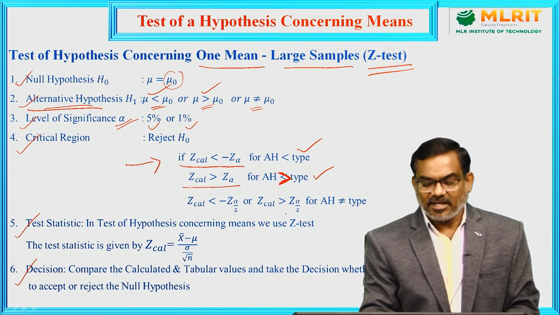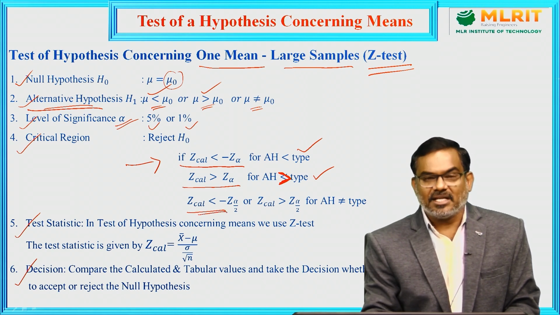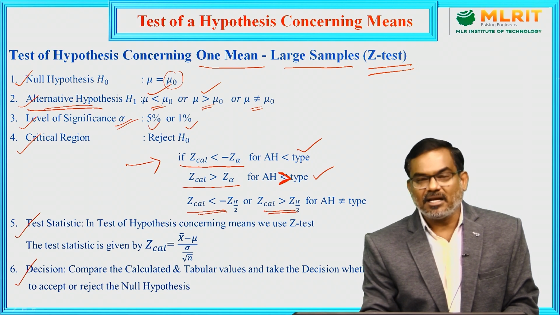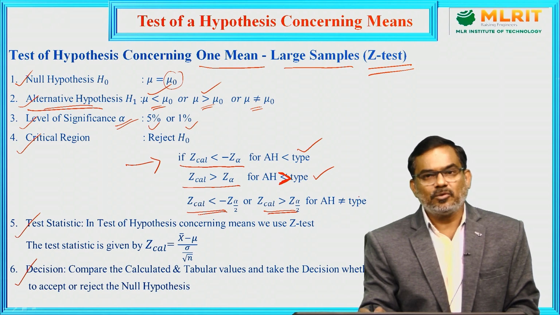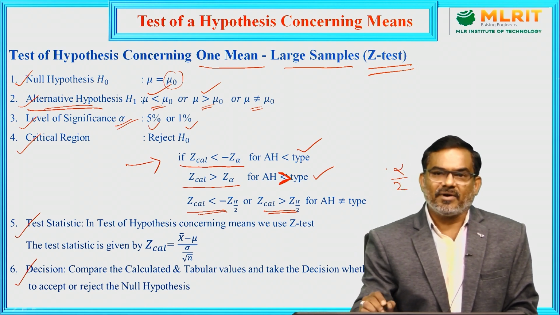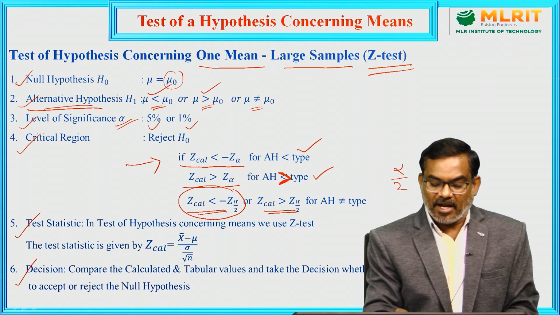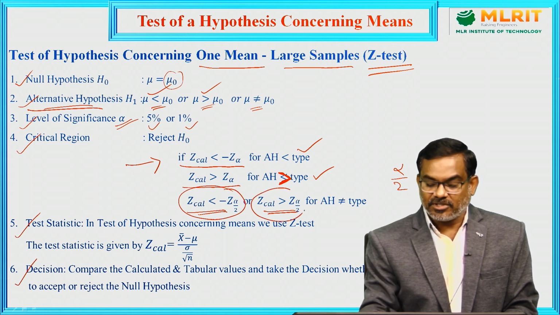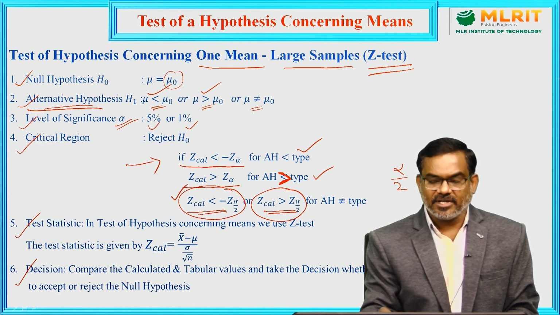Next, if the alternative hypothesis is of not equal to type, then reject H naught if Z calculated is less than minus Z alpha by 2 or Z calculated is greater than Z alpha by 2. That means, in not equal to type, the test is called two tail test, and the critical region of area alpha by 2 lies on the left side and the critical region of area alpha by 2 lies on the right side tail. So, that is why we compare the tabular value and calculated value according to the sign of the calculated value. If our calculated value is negative, compare with this negative condition. If it is positive, compare with this positive condition.